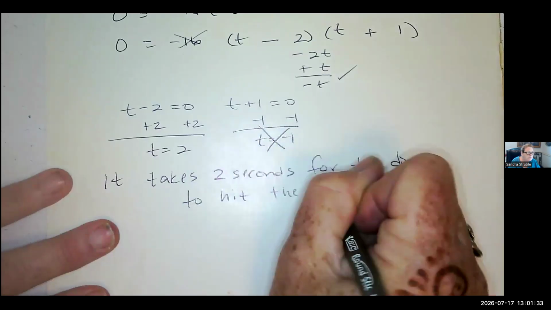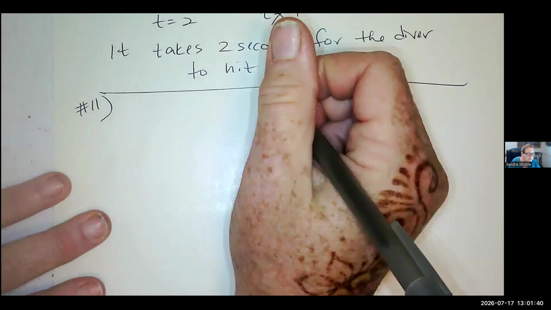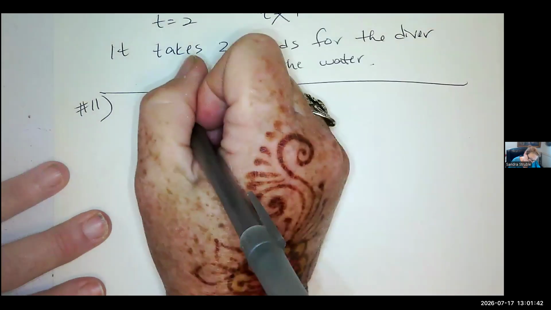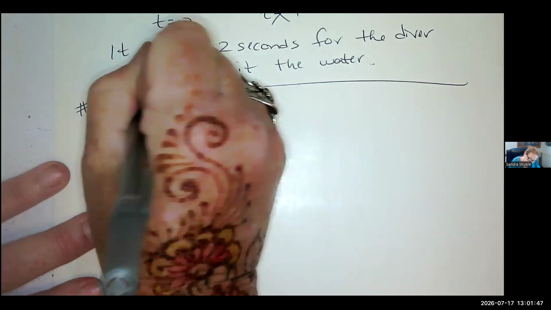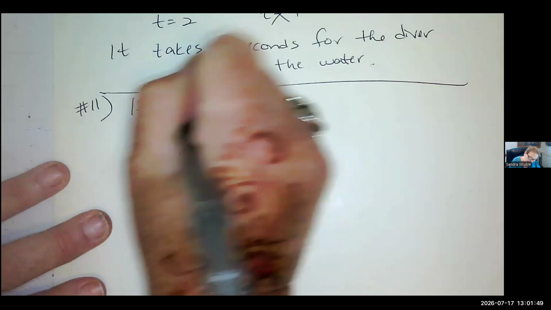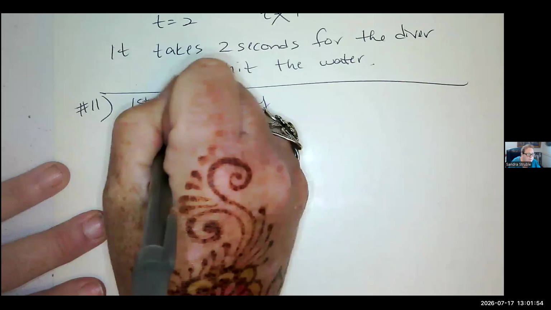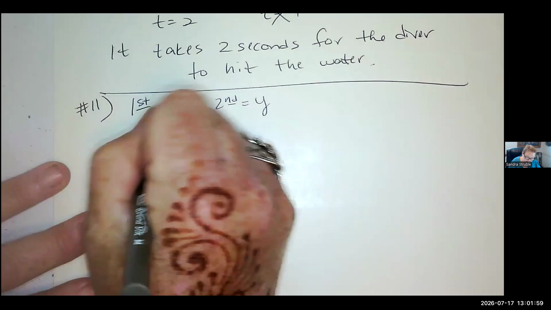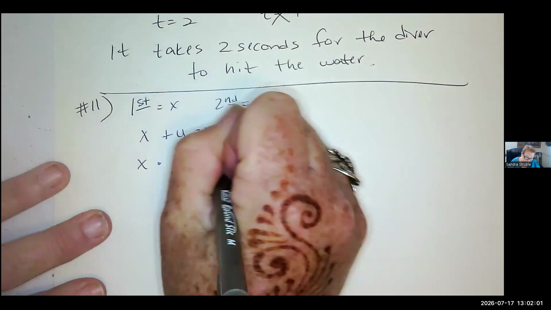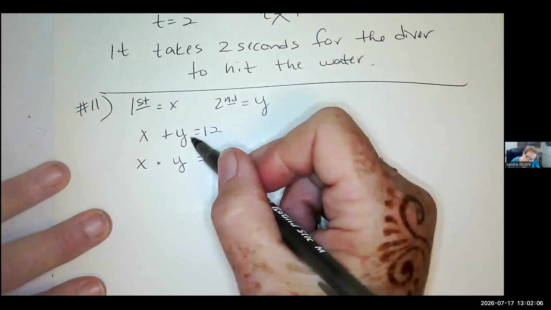All right, next one, number 11. The sum of two numbers is 12. So the first number is x, the second is y. Adding them is the sum, which is 12. And then their product, which is multiplying, is 32. And they want us to find the numbers. Okay, well, we can solve for x or y. It doesn't matter which one we use. I'm just going to use this one.